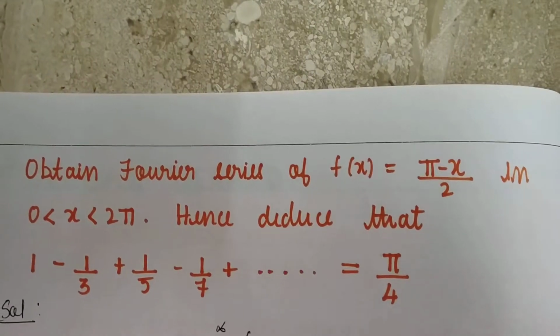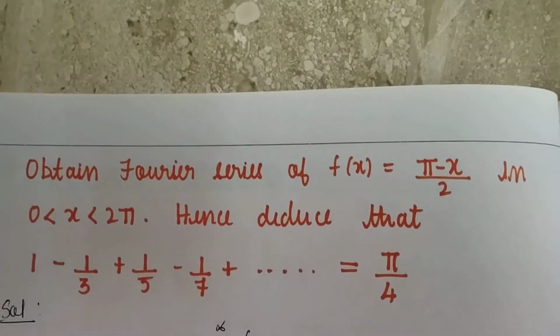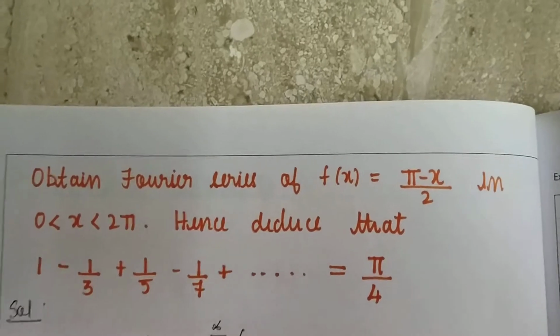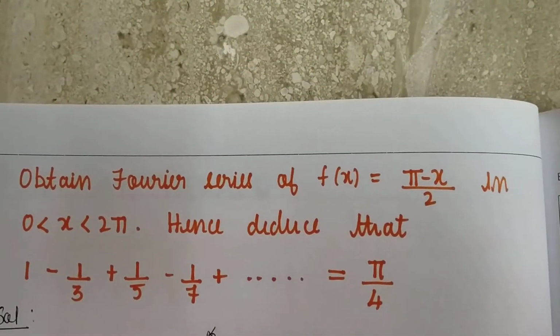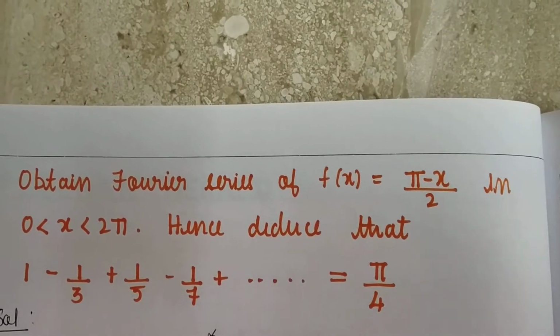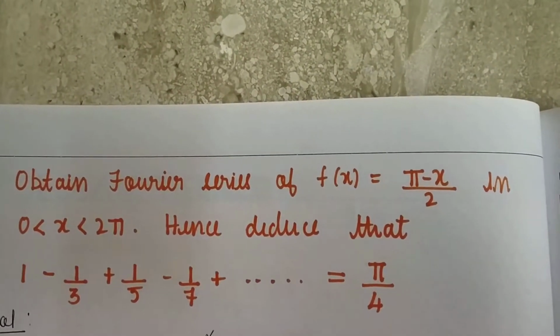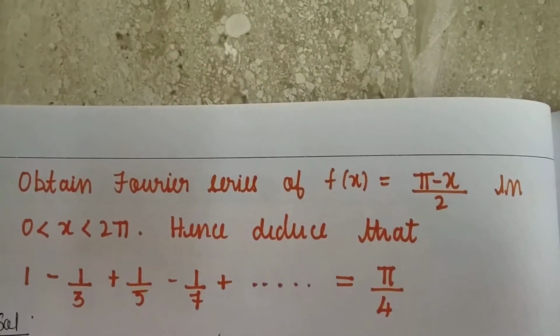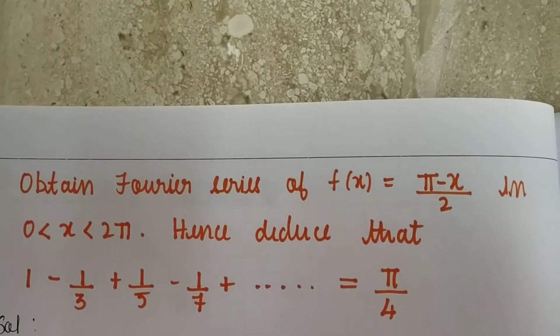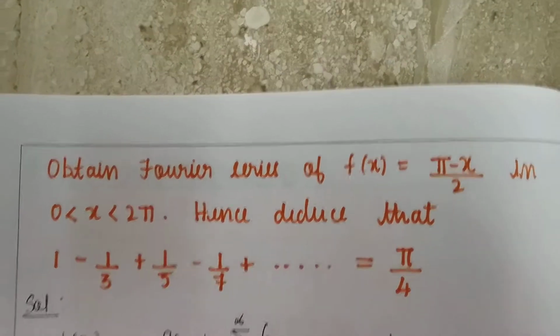And today let us solve a sum on the Fourier series. For the expression f of x equal to (pi minus x) by 2 ranging from 0 to 2 pi, we have to obtain the Fourier series and also deduce the given expression. So let us start off with the basic Fourier equation.